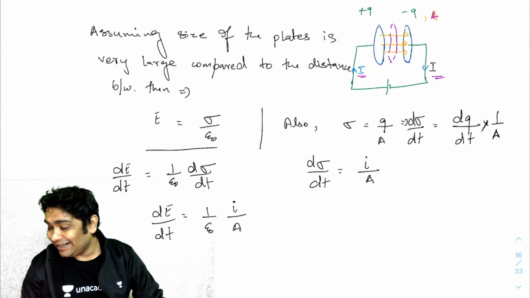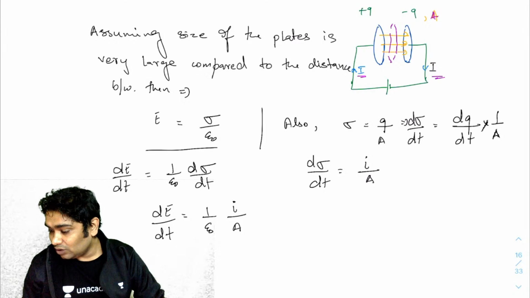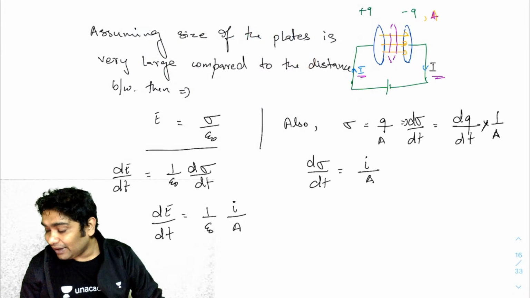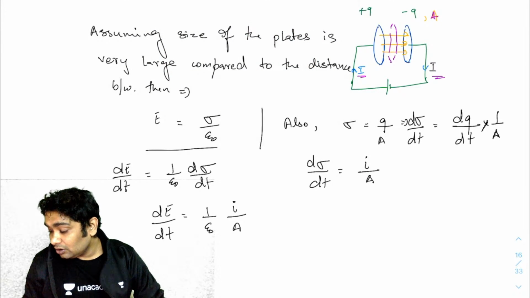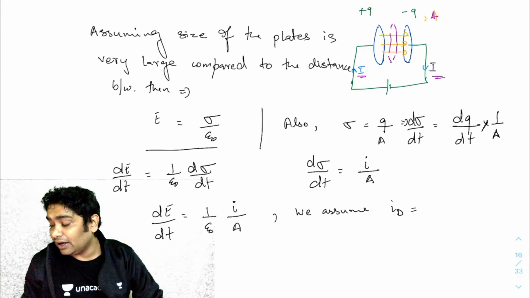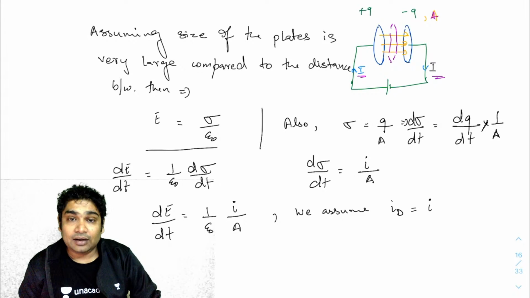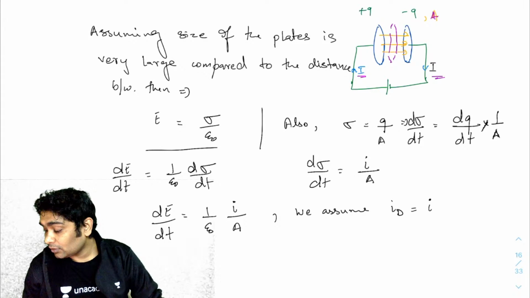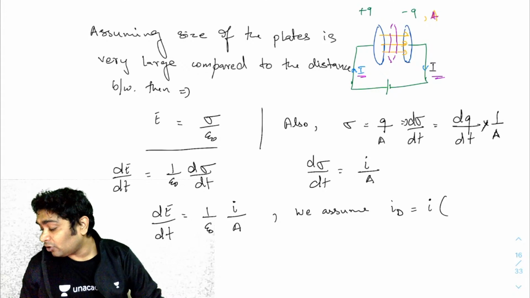Assuming that this current is equal to that, this is what my displacement current is. So we assume displacement current ID to be equal to the current in the external circuit I. So first I will do that, assuming this from continuity of current.